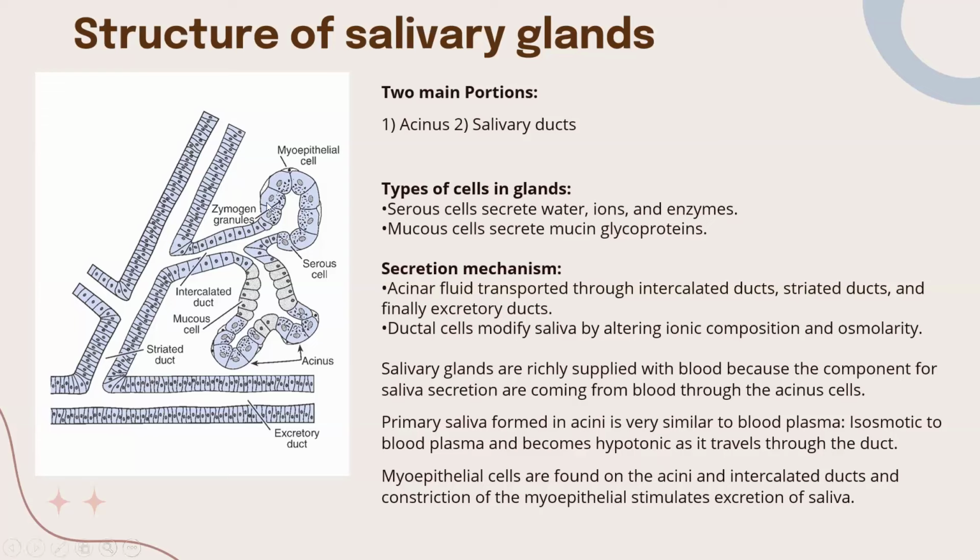The myoepithelial cells here, as you can see the white cells, are found on top of the acini and the intercalated ducts. And when they constrict, they squeeze the duct so the saliva can be excreted.